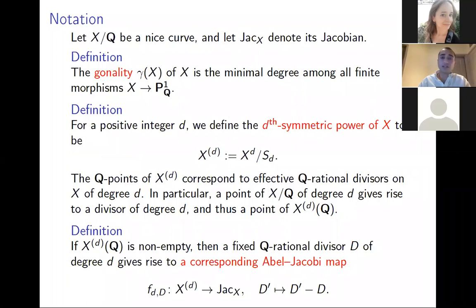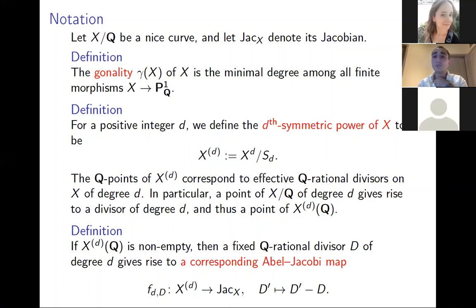And before that, I need to set some notation. So let's let X over Q be our nice curve, and Jac(X) denotes the Jacobian. As Hansen talked about, we can define the gonality of this curve as the minimal degree among all finite morphisms of X to P^1 over Q. And for a positive integer d, we define the d-th symmetric power of X to be the d-fold product modulo the symmetric group on d letters. And so the Q points of the symmetric power correspond to effective Q-rational divisors of degree d.